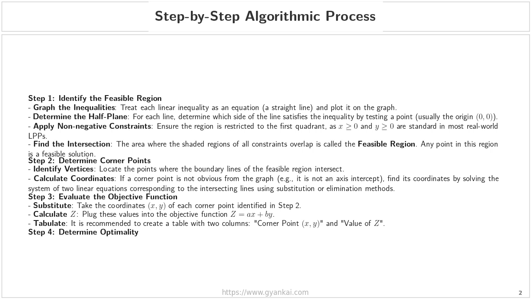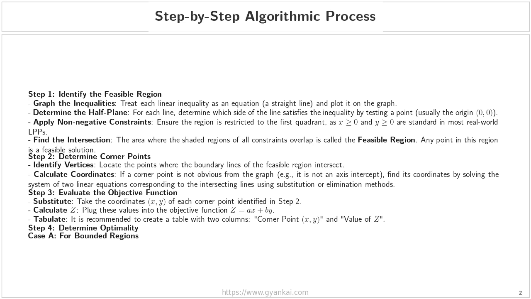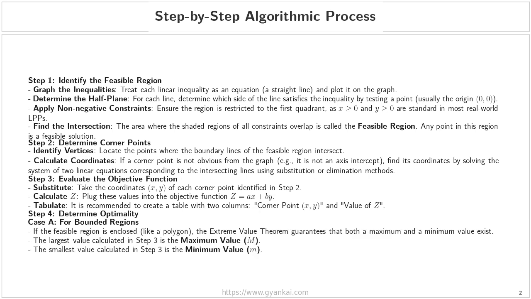Finally, we reach step 4, determining optimality. This last step is crucial because your strategy changes depending on whether your region is bounded or unbounded. In case A, for bounded regions, your region is enclosed like a polygon. Because it's closed in, the extreme value theorem guarantees that both a maximum and a minimum value exist.